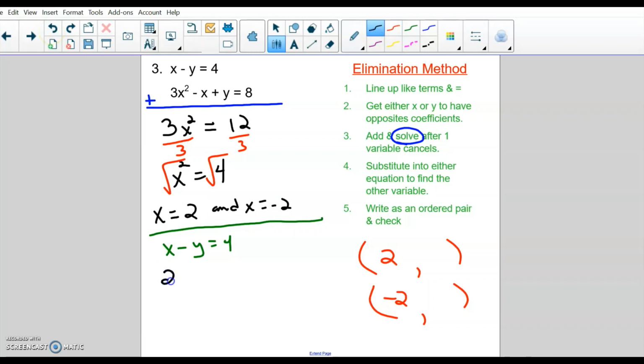So 2 minus y equals 4. In this case, we're going to subtract 2. Negative y equals 2. And so a positive y would equal a negative 2. So when I plug in a 2, I get a negative 2 as its y value.